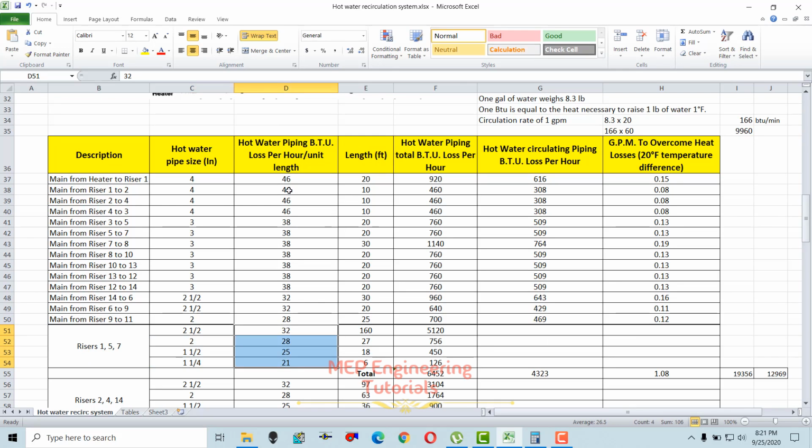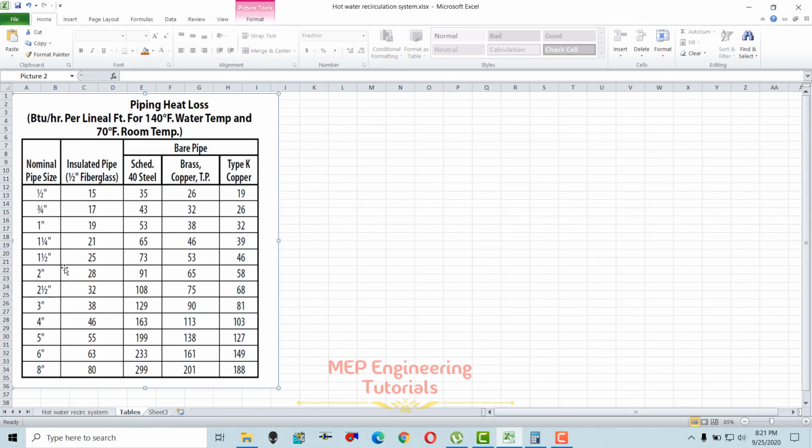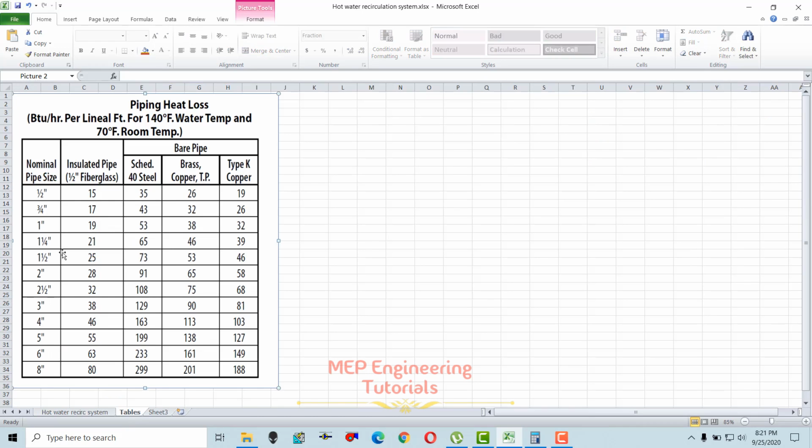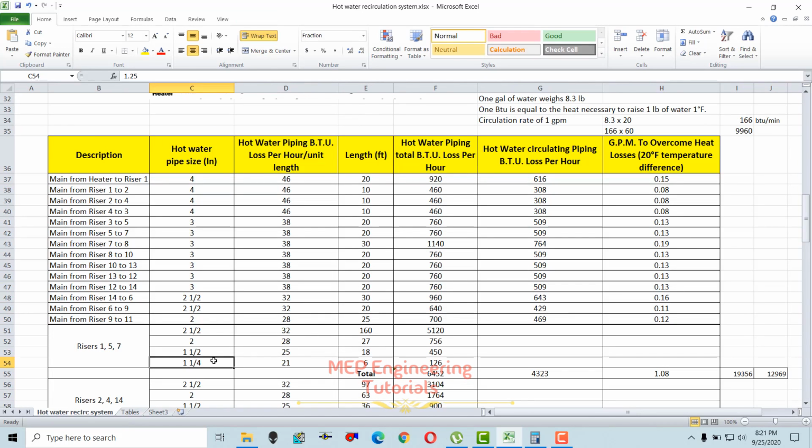And again you have to get this hot water piping BTUs per hour per unit length from the table. So 2.5 inch pipe, how much is it? 32. So 1/4 inch, how much is it? 21. That is 21. So this is how you have to write one by one for each pipe size. So length, again I am telling you, you have to check from the AutoCAD plan and you have to write it. So I already wrote the length in here. So 160 feet, 27 feet, 18 feet and 6 feet.